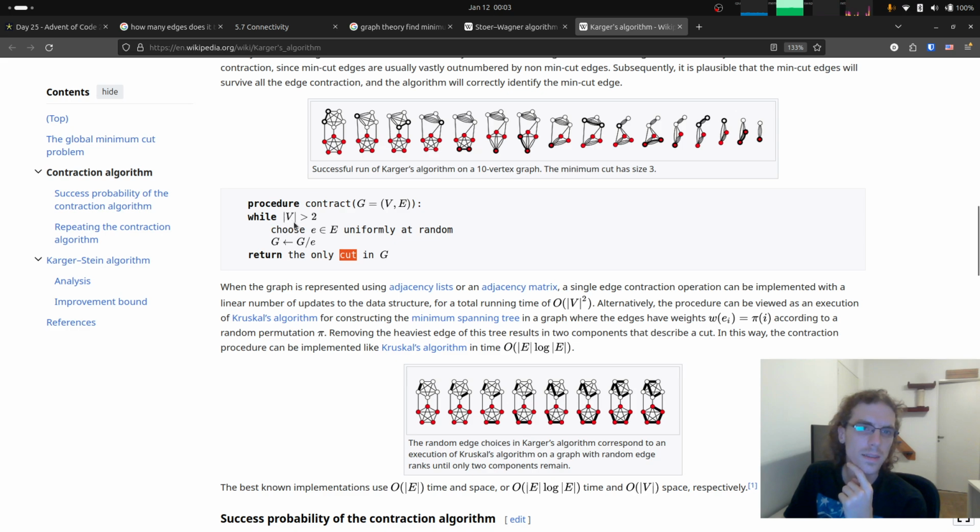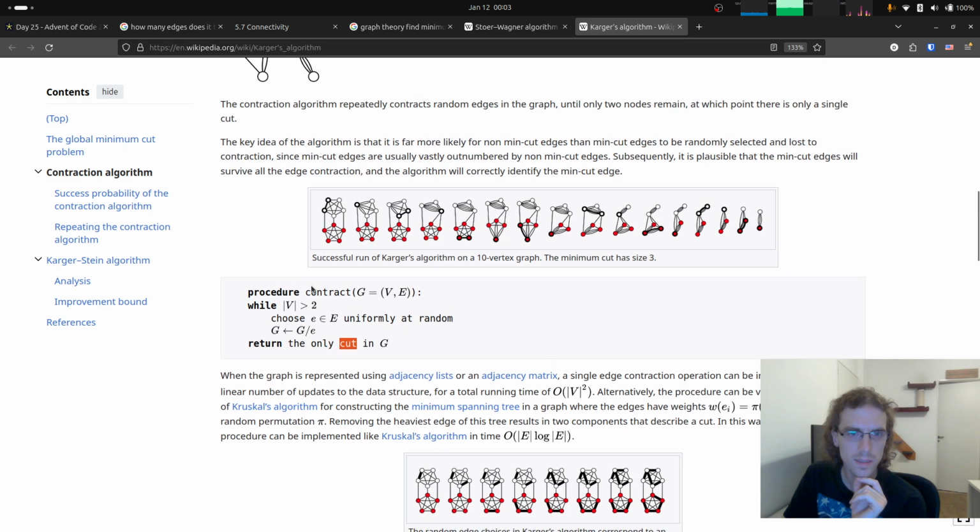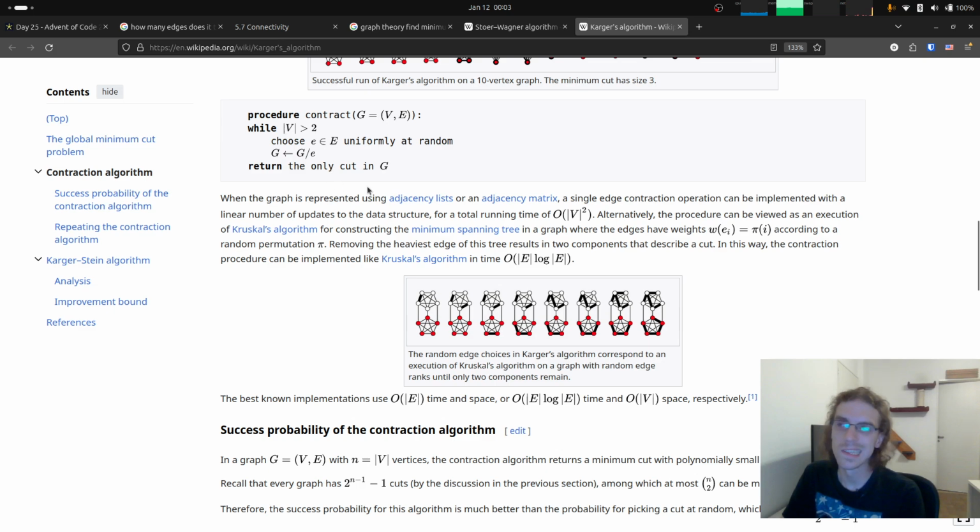Yeah, okay, while the amount of vertices is greater than 2, so when you end up with only 2 vertices, and I guess this is G with G contracted by E. So I'm assuming that this is the case here. Okay, so it's kind of understandable. It's a very interesting algorithm to implement for sure. You would have to do this iteratively and choosing things at random. Yeah, it's kind of interesting.